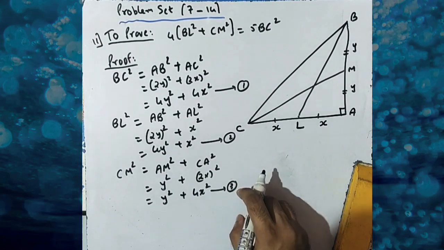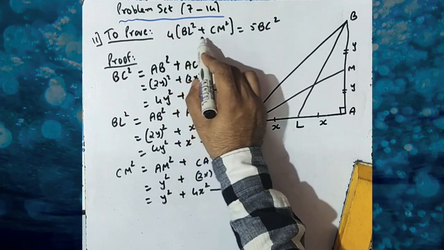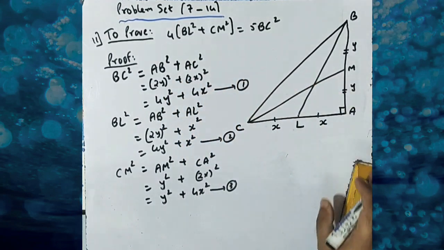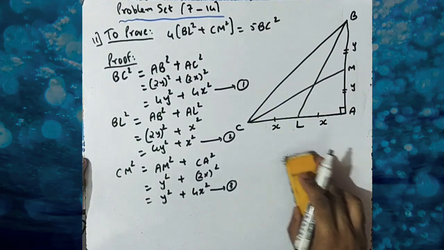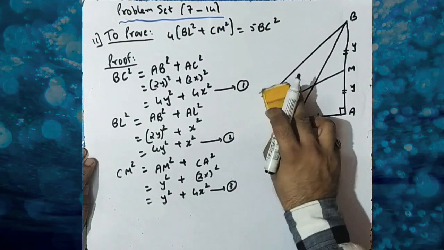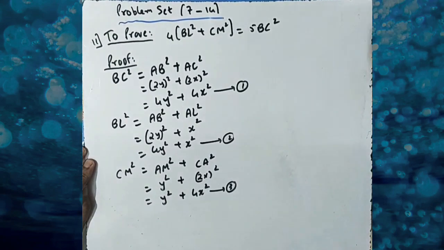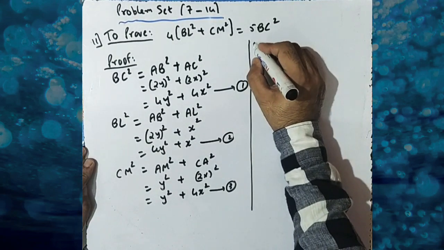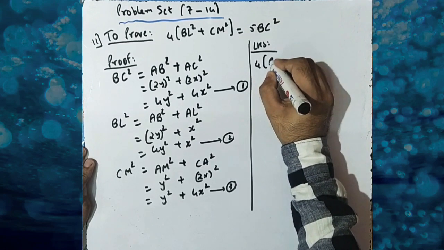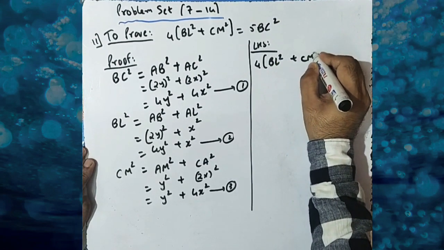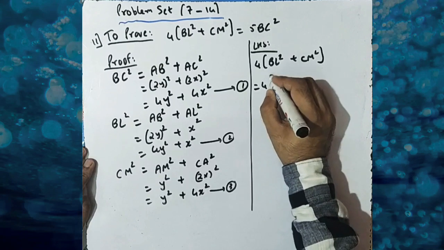Now we have to prove 4BL square plus CM square is equal to 5BC square. So let us do one thing. I will erase this diagram for some space requirement. First we will solve LHS. LHS is 4BL square plus CM square.